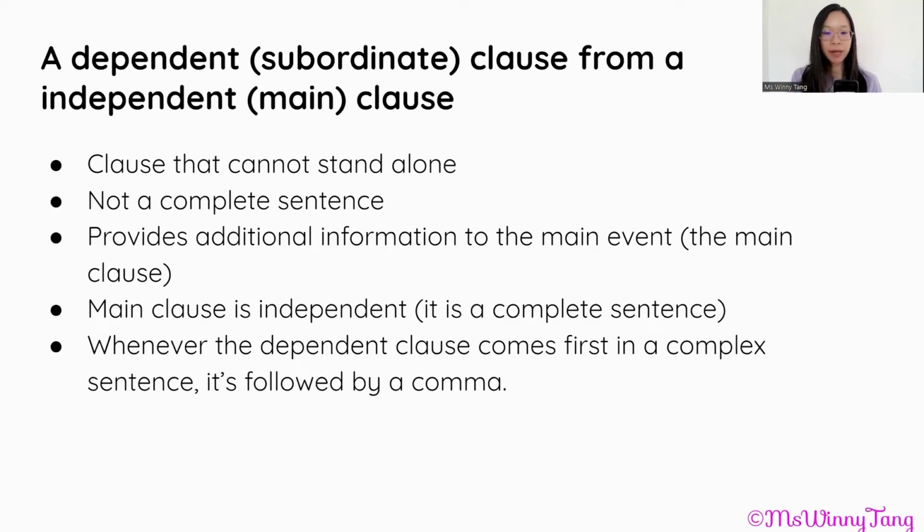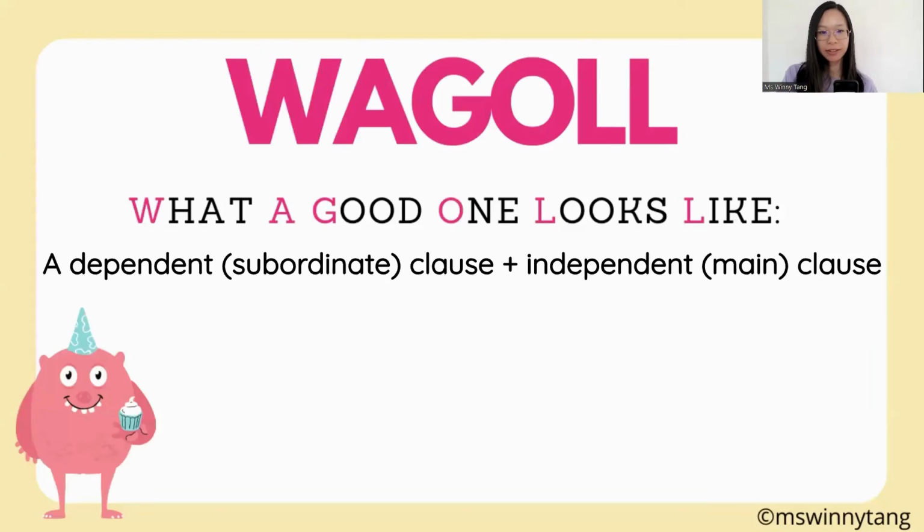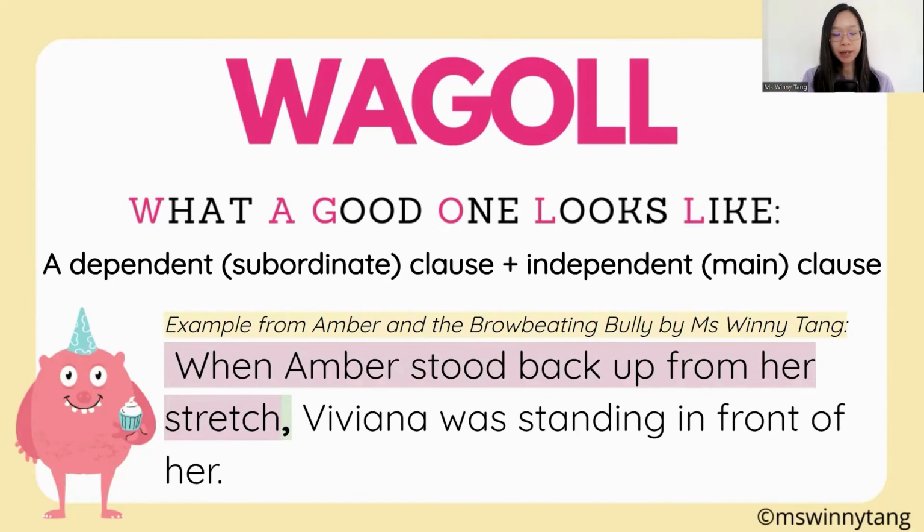Whenever we use a dependent clause in a complex sentence, we will also need to include a comma as well. Here is an example. When Amber stood back up from her stretch, so this first part of the sentence is a dependent or subordinate clause, which cannot stand on its own. Because we have added that at the beginning of the sentence, we need a comma. And then to make it a complete sentence, we add on an independent clause or a simple sentence. So we have: when Amber stood back up from her stretch, comma, Viviana was standing in front of her. So now we have a complete sentence with a dependent clause and an independent clause combined together.